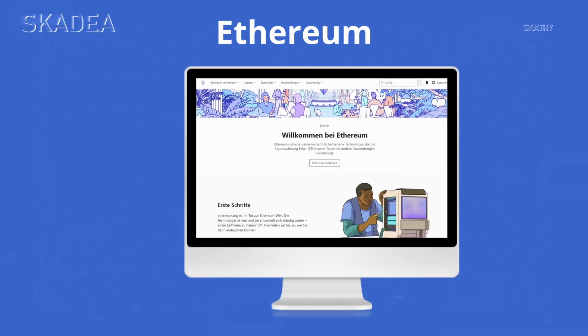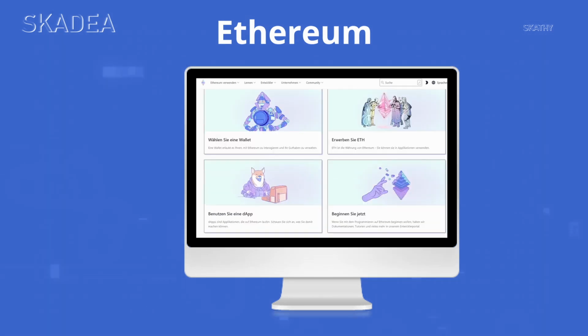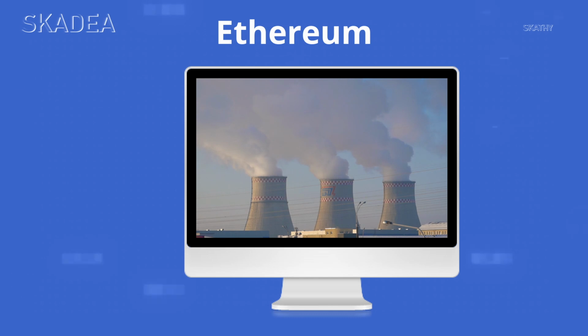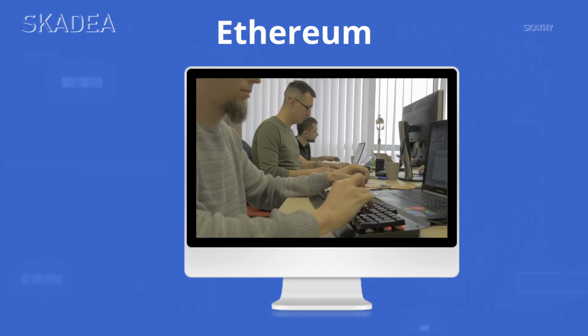Ethereum was and still is very successful. However, there was still this big problem, the problem of high energy consumption due to the proof of work consensus algorithm. Therefore, many blockchain developers have tried to find a more ecological solution.